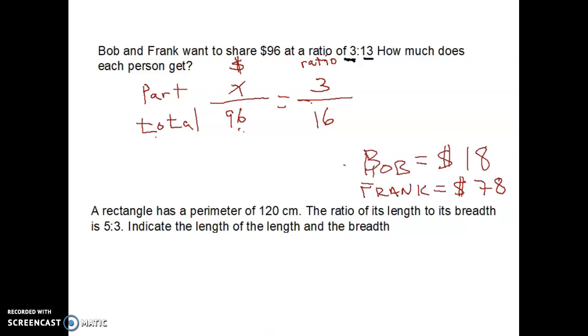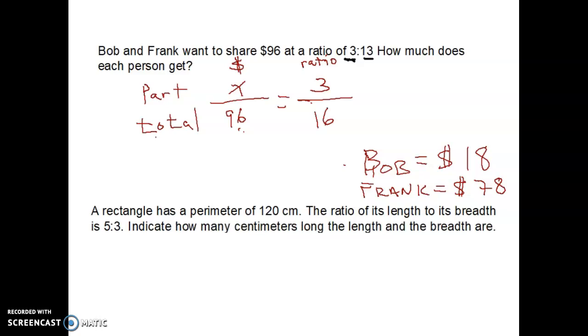A rectangle has a perimeter of 120 centimeters. The ratio of its length to its breadth. Oh, hang on. I don't remember where I left off. Breadth means width. So indicate what the length and the breadth of the rectangle is.